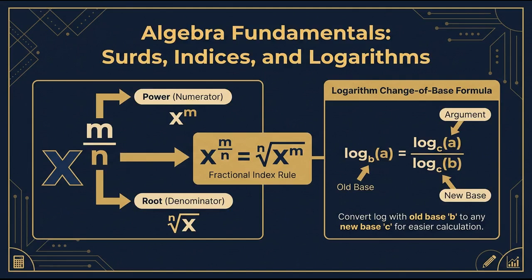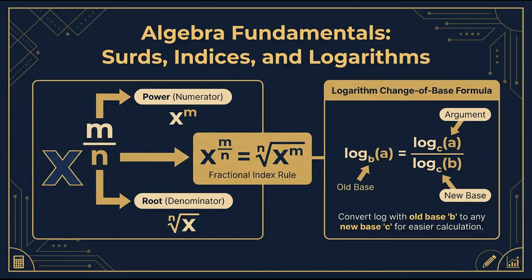Start with surds. To simplify expressions like the difference between root 12 and 4 times root 27, always reduce every surd to its simplest form first. Both can be written in terms of root 3, allowing you to easily combine like surds.